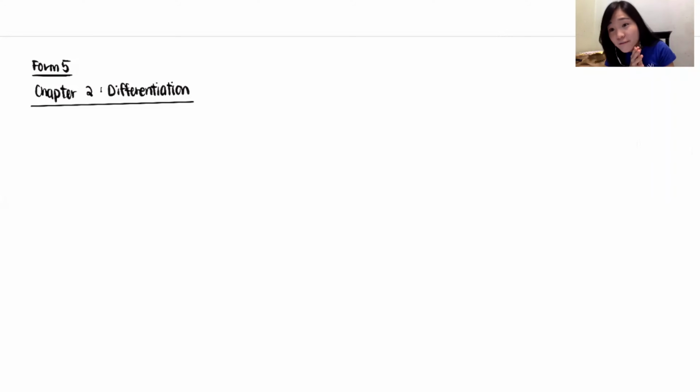So I'm doing Form 5, Chapter 2, Differentiation today because based on what I know, if you already learned in school, this chapter is always one of the problems of the majority of my students because this chapter is very big and every single subpart is totally not related. So that's the reason I decided to do this chapter for the majority of my Form 5 students.